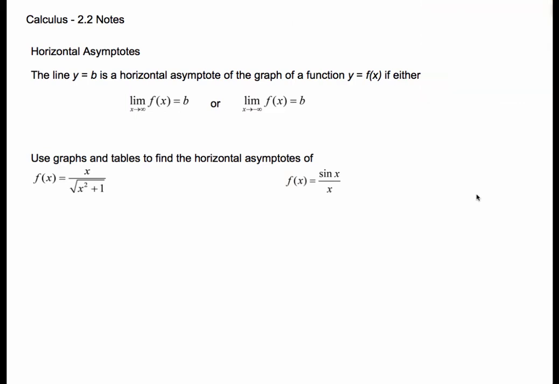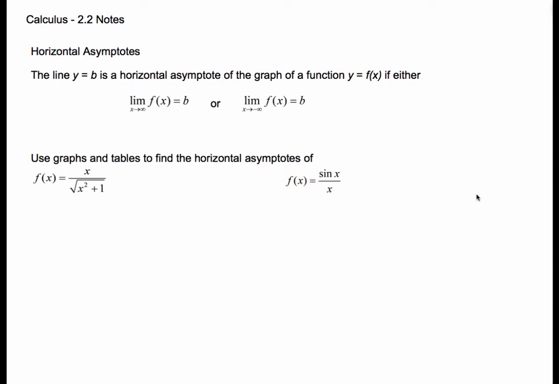So the line y equals v is a horizontal asymptote of the graph of a function y equals f of x if either the limit as x approaches infinity of f of x equals v, or the limit as x approaches negative infinity of f of x equals v. In other words, as your graph grows really, really large or goes really, really small, it approaches a specific number.